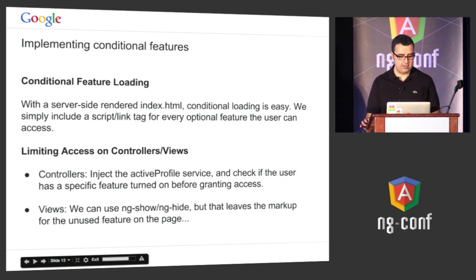So on the controller side, you basically inject your active profile service, and the active profile service would have all the feature set that the user can access, and then you can check on your controller whether a certain feature is enabled or not.